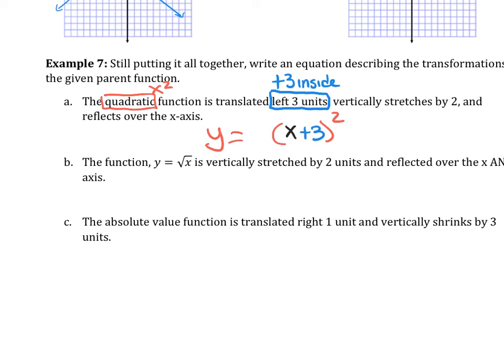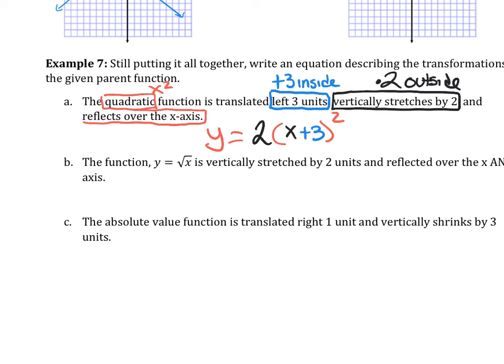Then we vertically stretch by 2. That means we're going to multiply by 2 on the outside. And we're going to reflect over the x-axis. So a reflection is a negative sign. And over the x-axis means on the outside. Just put a negative out in front.